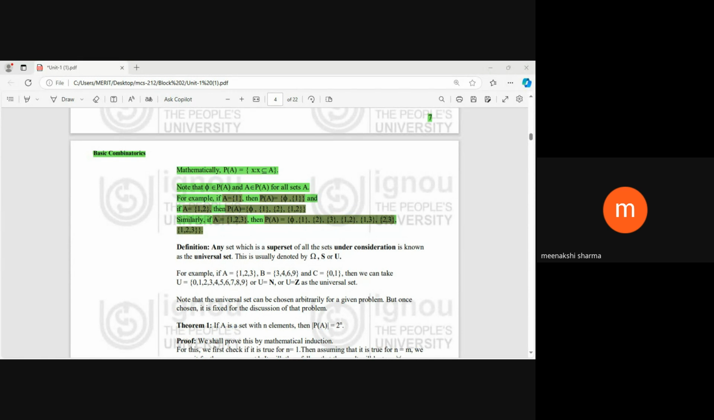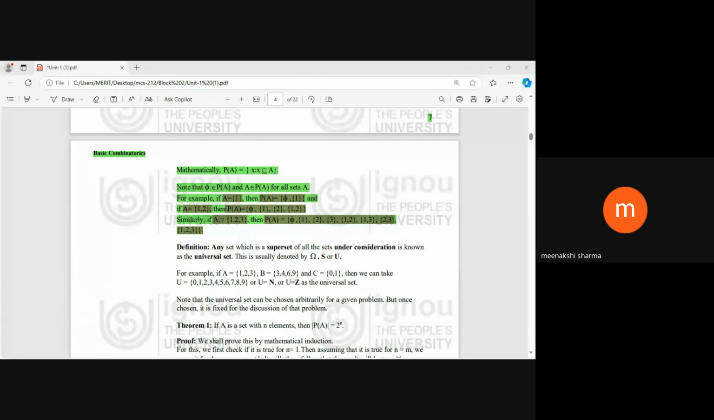Students, this is a power set. A has just one element. Then the power set of A: firstly, we use the null element, also called the empty set, then separately we use 1. Got it, students, or not? Understand, all students? Yes, ma'am.